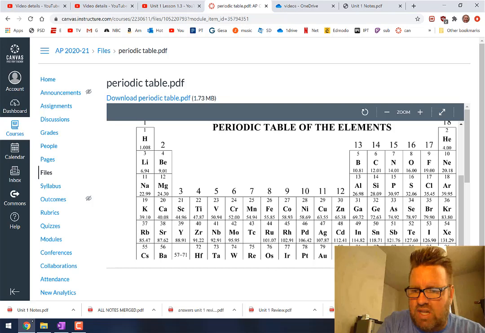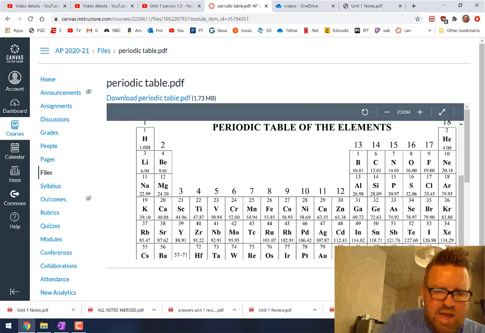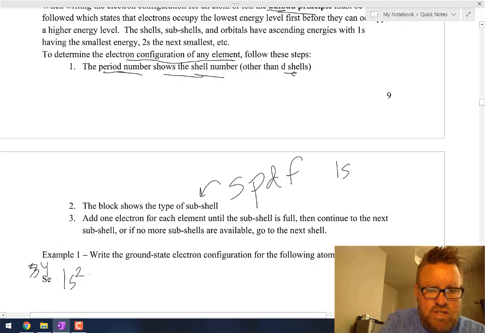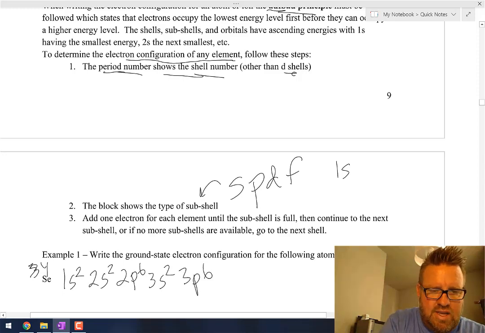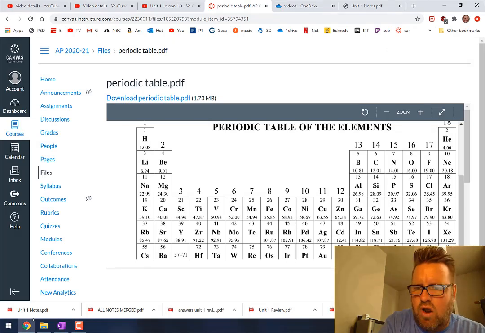Okay, so remember selenium is number 34, way down here. So 1s2, 2s2, 2p6, 3s2, 3p6 takes us to argon right here. So now we're at 3. This is the third period. So this is 3s2. Over here is 3p6.